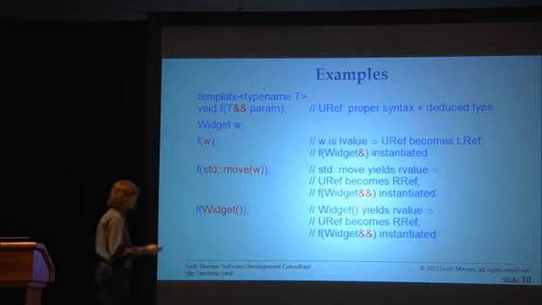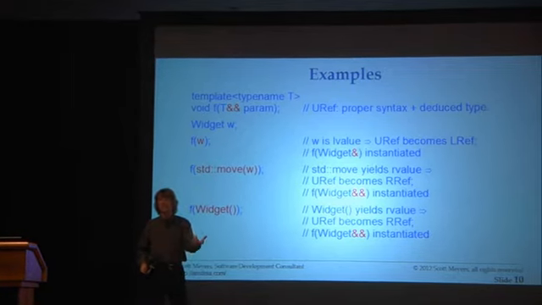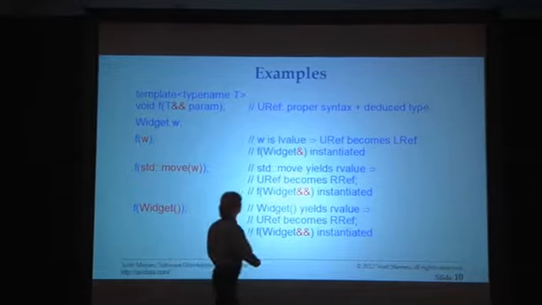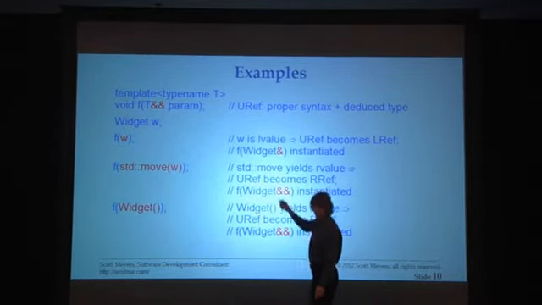Exactly. So the question is, if we actually somehow looked at the binary or used typeid, something to print out the actual type of this thing, the type of the function that's instantiated will be f of L-value reference to widget. Okay?